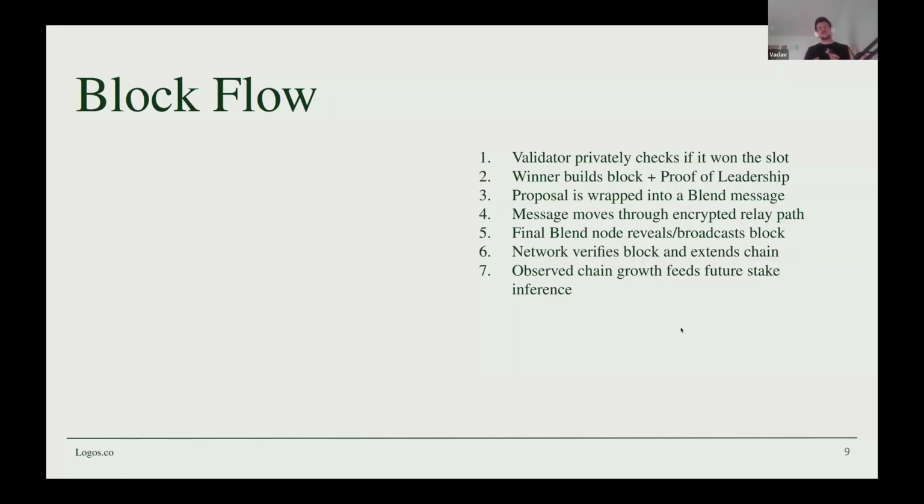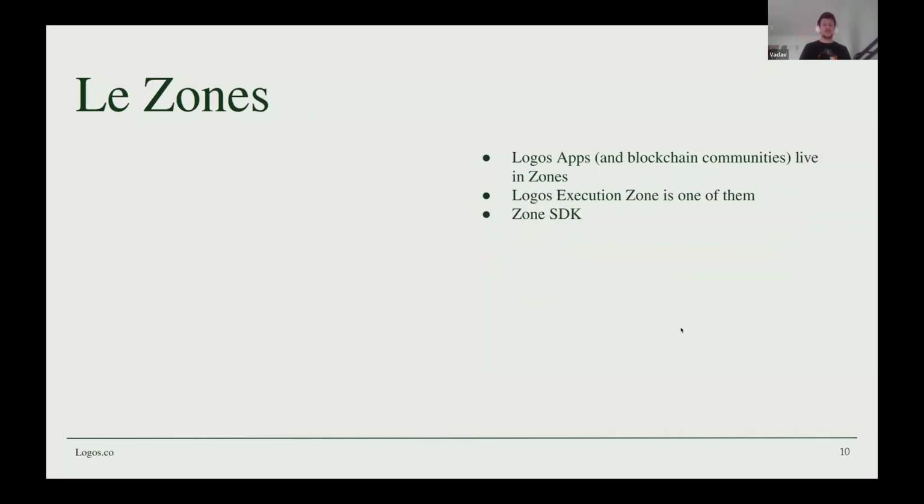And based on Ouroboros consensus, it extends the longest chain or the densest chain based on some parameters. And the observed chain growth and the amount of blocks and all that stuff feeds back into future stake inference, basically the magic formula that then assumes, do we need more difficulty or less difficulty, or do we need more stake or less stake?